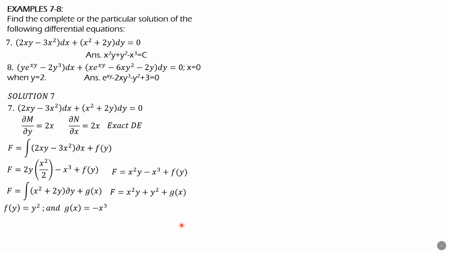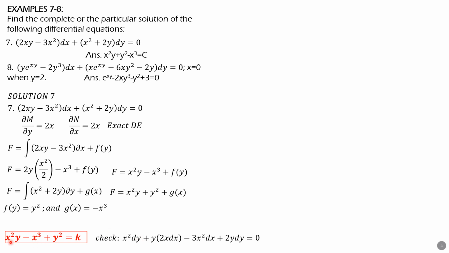So therefore, f of x, y equals k. The expected solution would be x squared y minus x cubed plus y squared equals k. So remember that the solution is f of x comma y equals constant. So to check, we perform the differential right away because the constant of integration is in the right side. This is the arbitrary constant.